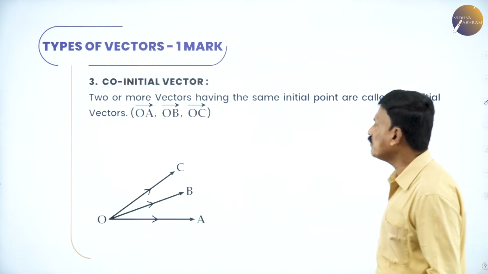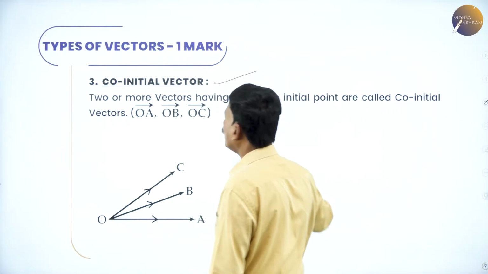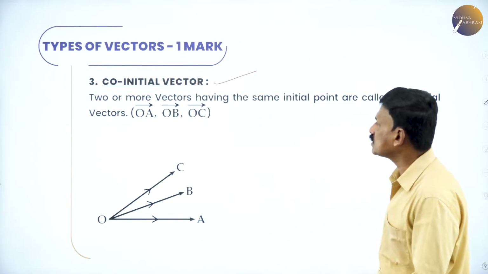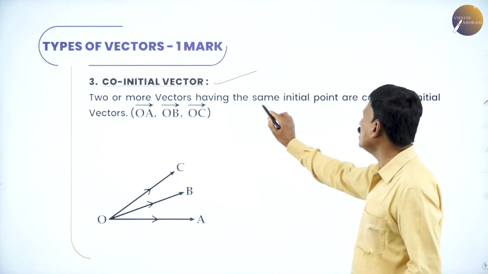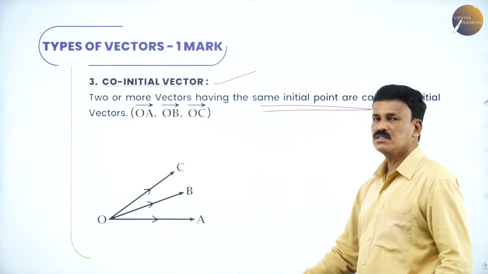Now, the third type of vector is the co-initial vector. Co-initial vectors are two or more vectors having the same initial point.